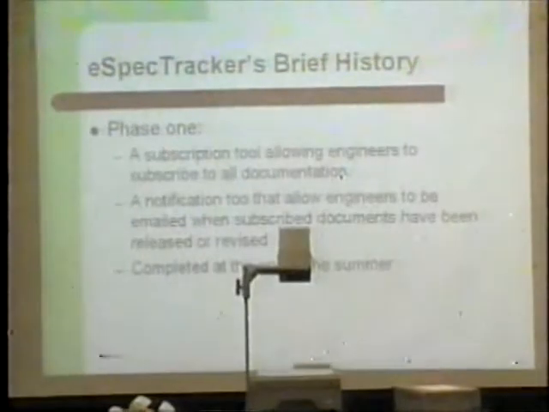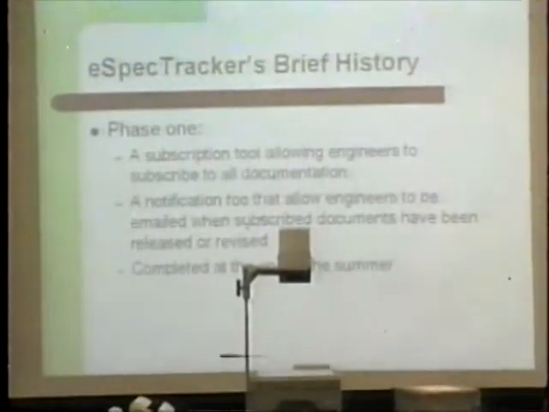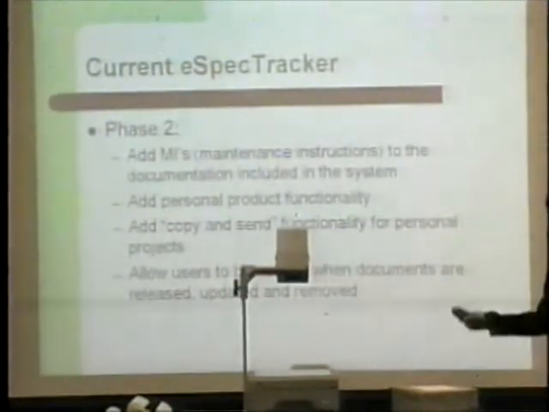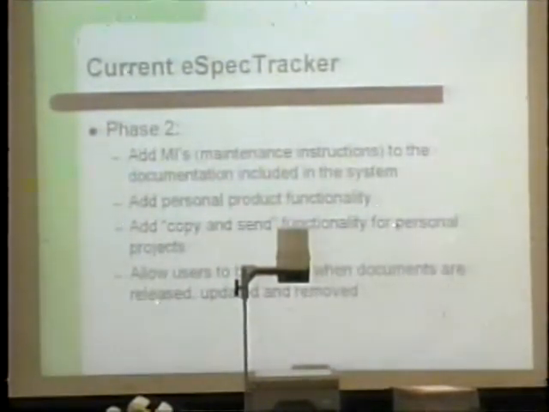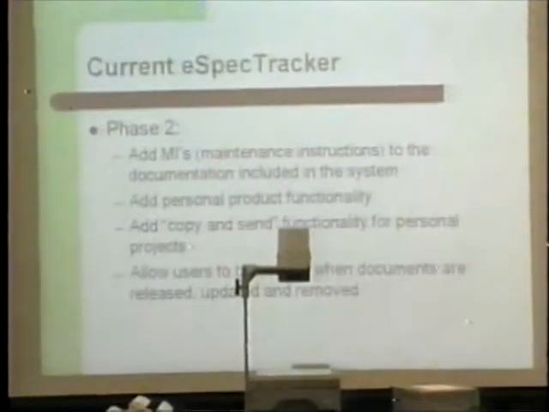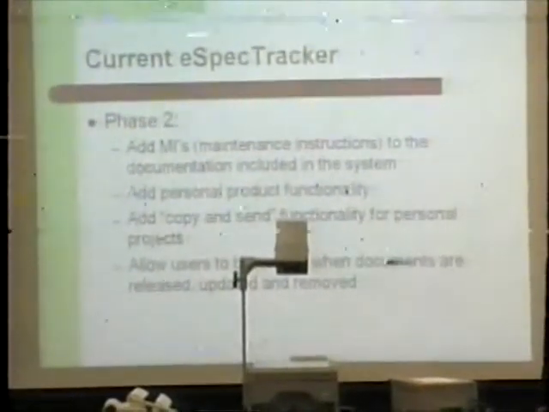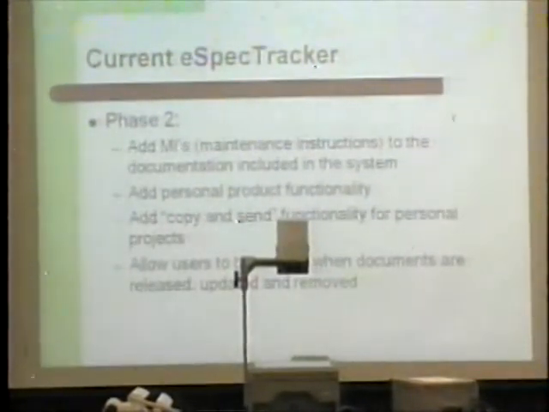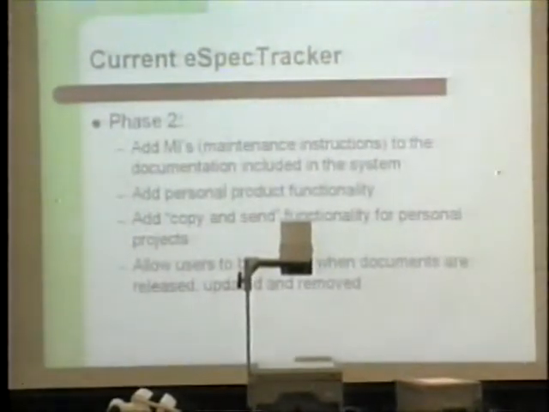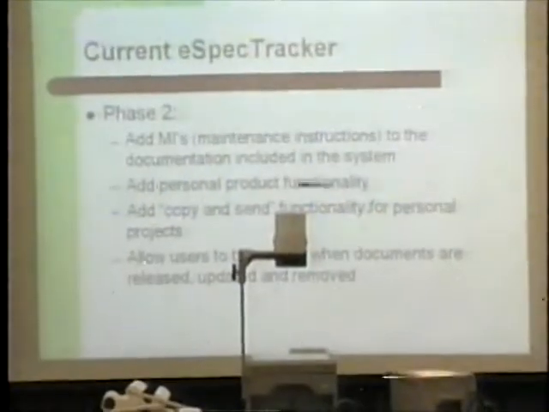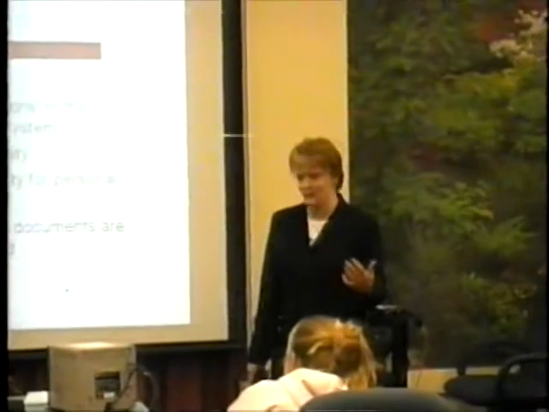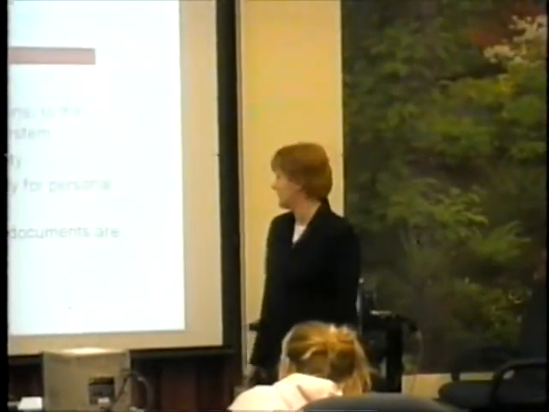Phase 1 was completed at the end of summer, and then coming into fall we started phase 2. These are just some of the functionalities that we implemented in phase 2. We had to add maintenance instructions to it, which were not in the control card database, which is on the VAX. They didn't have any sort of data scheme whatsoever. They were just all thrown into a folder on a server. So I'll go over how we implemented and integrated those two systems.